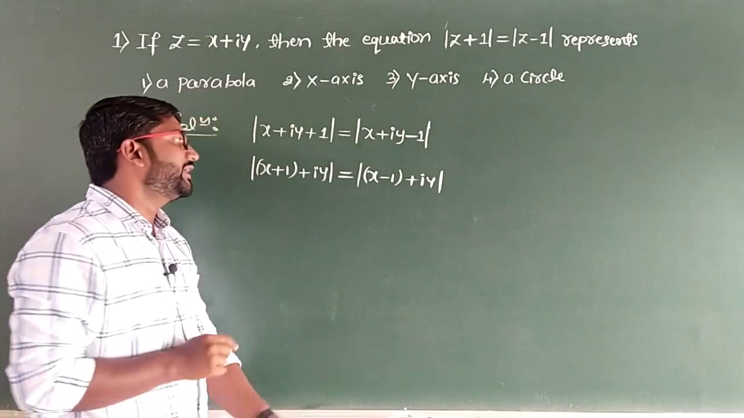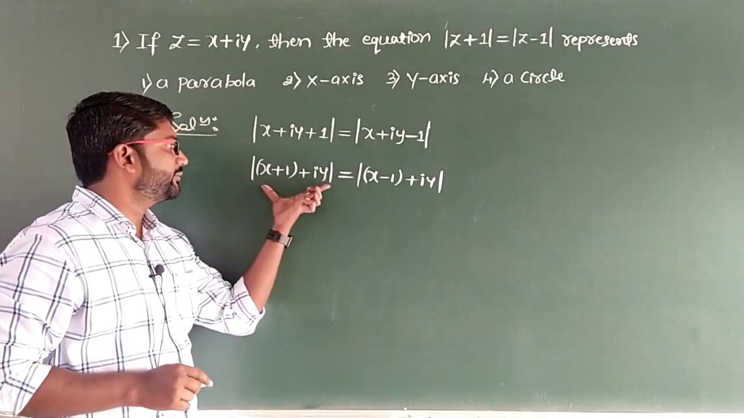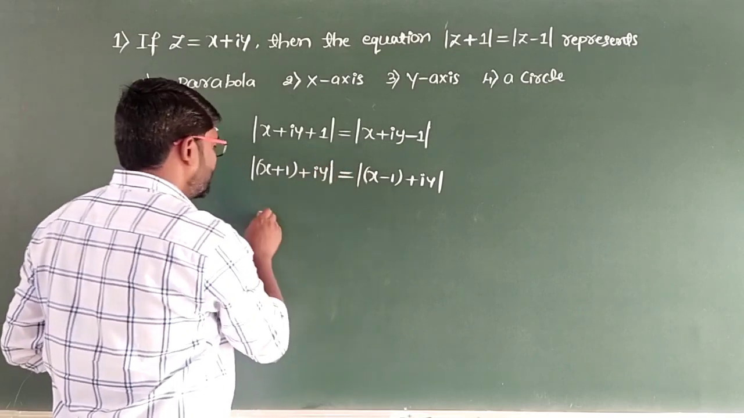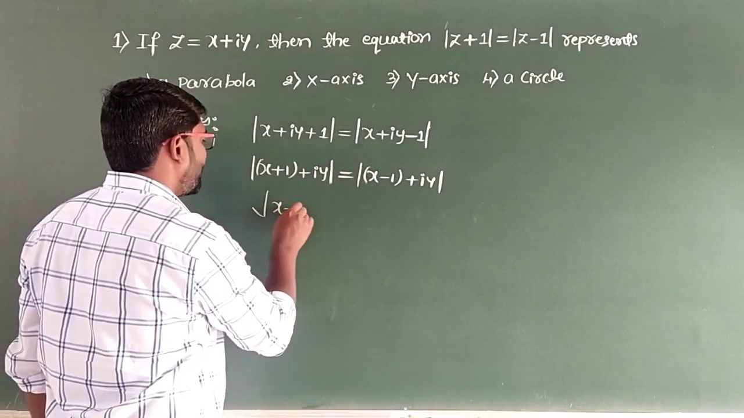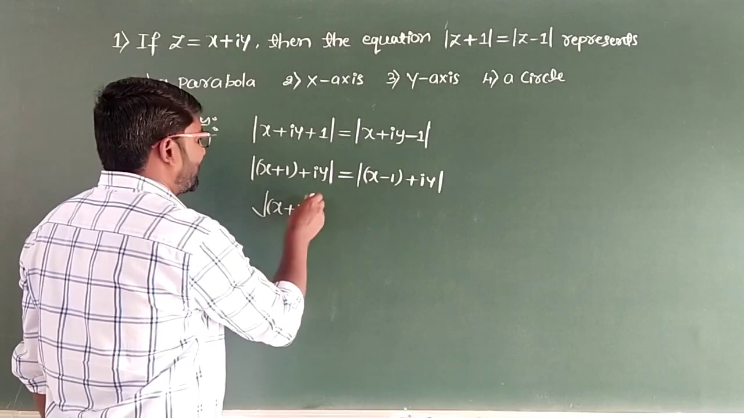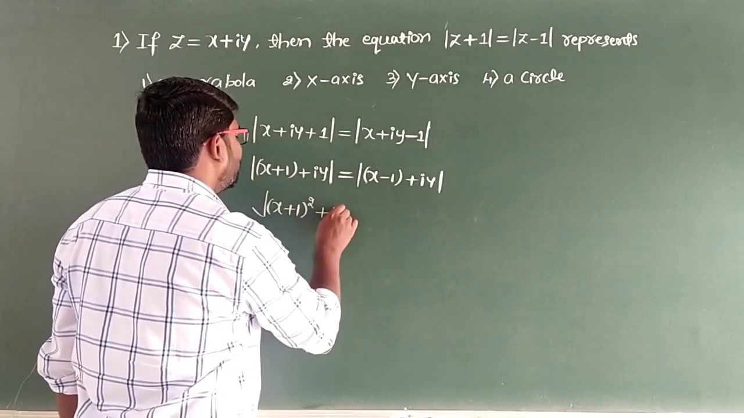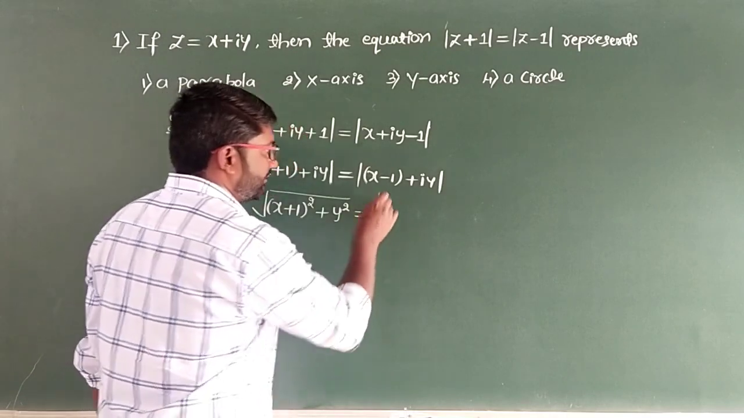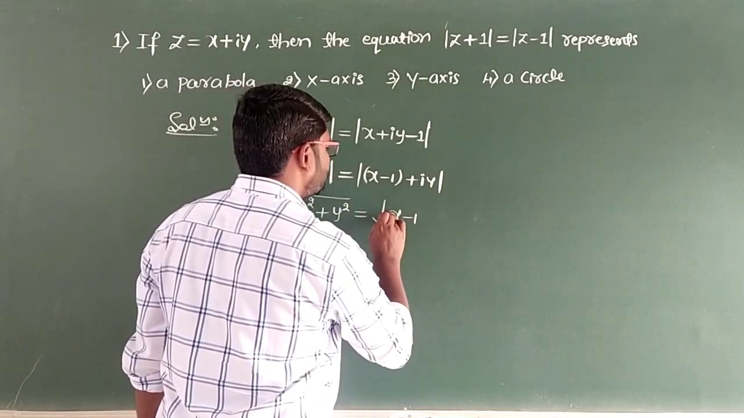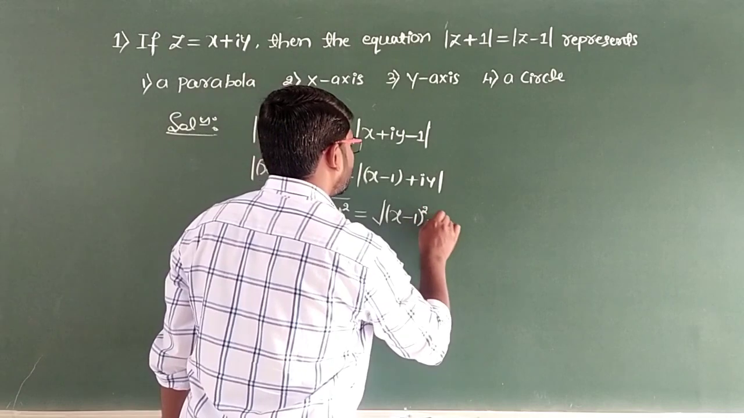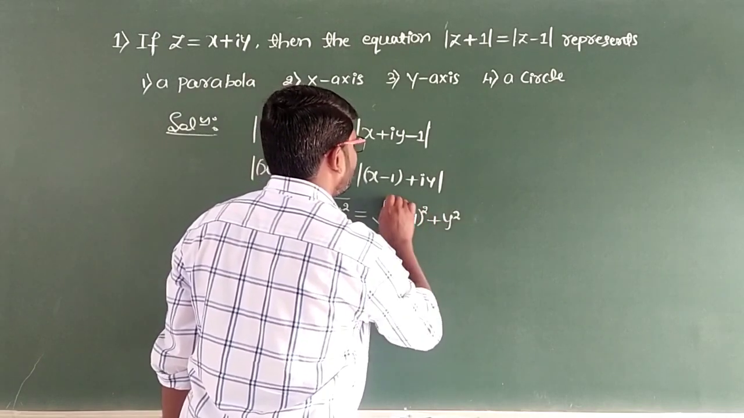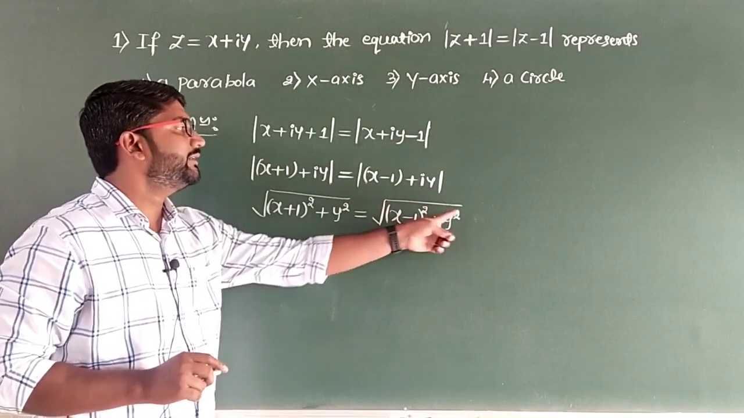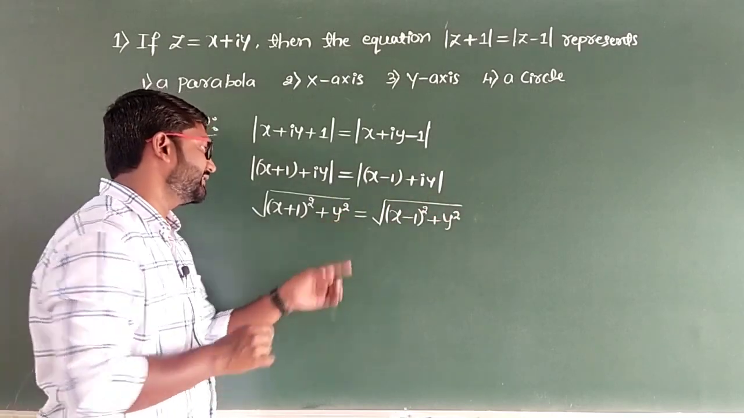Now we will have to take modulus on both the sides because we have the vertical bars here. That indicates we have to take the modulus of the complex number. So square root of the square of the real part plus square of the imaginary part, which is equals to, again square root of the square of the real part plus square of the imaginary part. Now in order to eliminate the square root, square on both the sides. So these two will be eliminated and then expand this now.